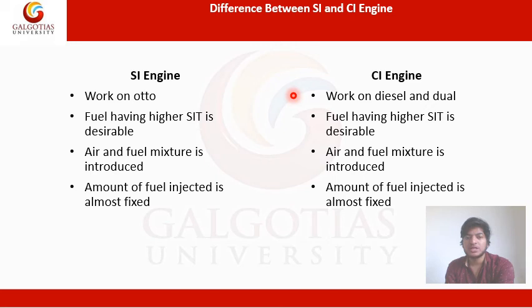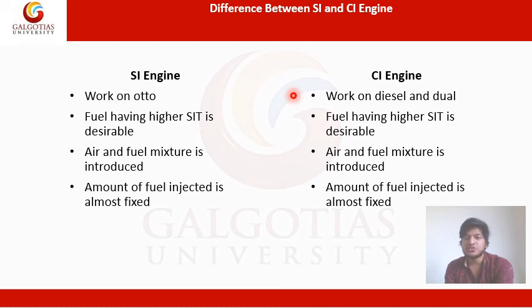In an SI engine, a fuel having a higher self-ignition temperature is desirable, such as petrol, or gasoline, which is another name for petrol. Whereas in a CI engine, a fuel having a low self-ignition temperature is desirable, such as diesel oil, because in a CI engine the combustion is due to compression. Whereas in an SI engine a spark plug is used, so a fuel having a high self-ignition temperature can also be used.